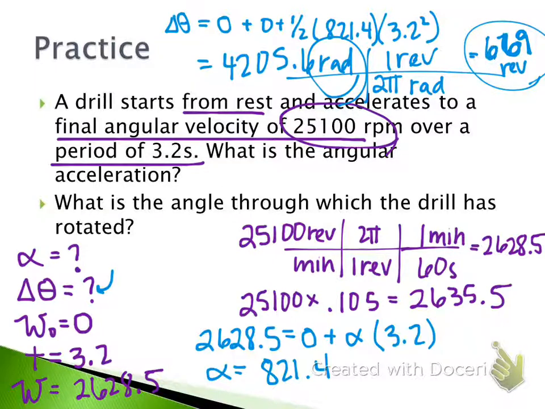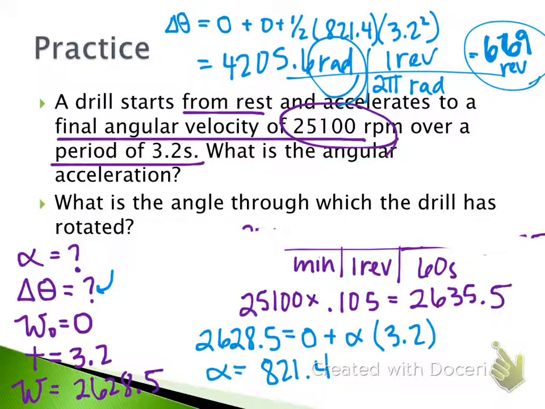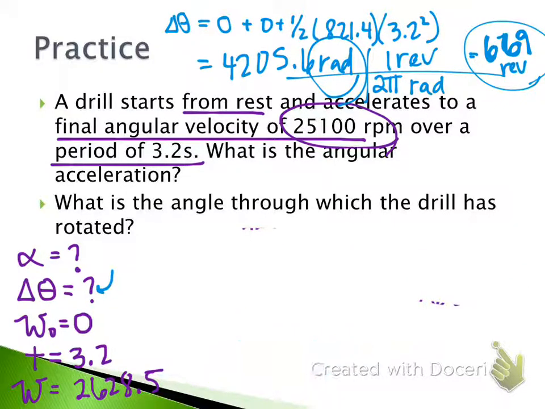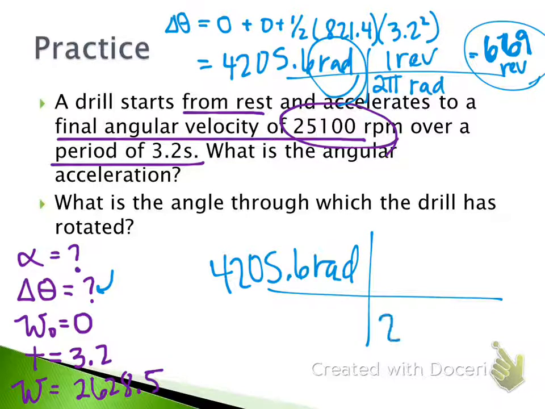Wait, so how would you get to like a degree? So if I wanted to go to degrees, I'd go, okay, let me find some room here. I would go 4205.6 radians, and I know that 2 pi radians is 360 degrees. Right, so I'd multiply by 360 and divide by 2 pi. Same as 180 over pi. Exactly, yeah, that would work too.